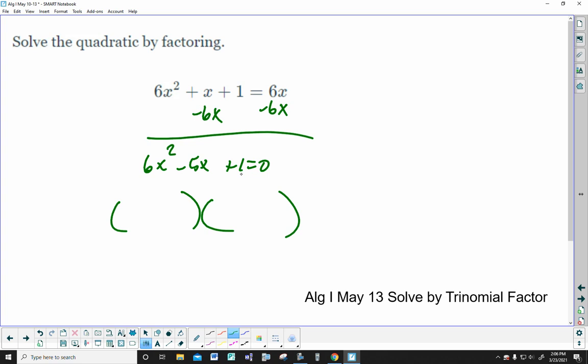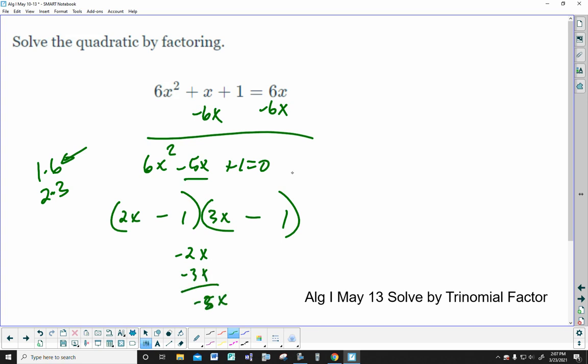So the end is pretty easy. They're both 1s. The front could be 1 and 6 or 2 and 3. My gut's leaning here, looking at the 5, but maybe I'm wrong. Let's just try the 2 and the 3, okay? So 2x, 3x, they're multiplying to positive, adding to negative. And I think my gut's wrong. I think this might be it. Check the outside, minus 2x. Check the inside, minus 3x. There it is. Oops, minus 5x.